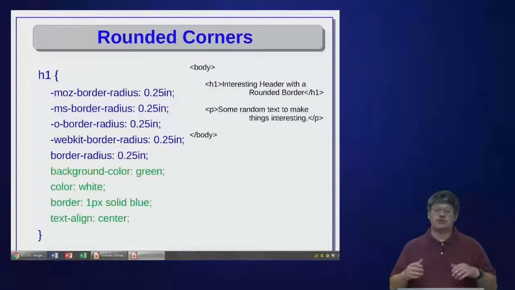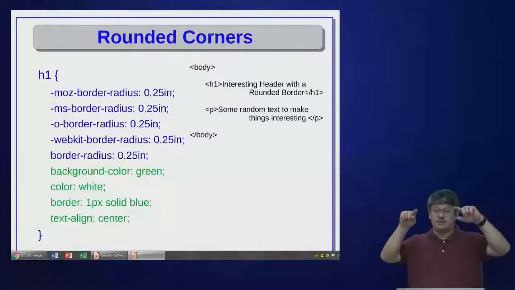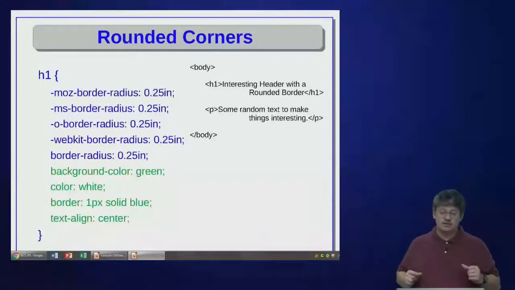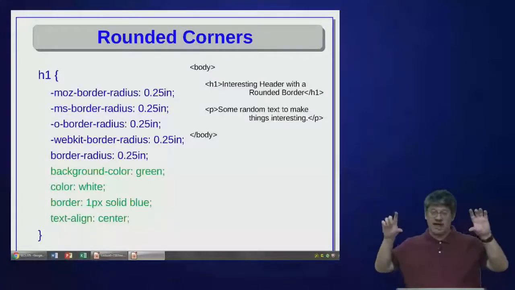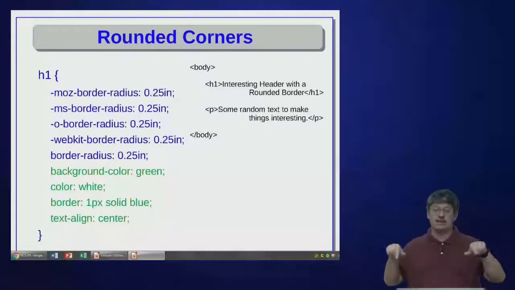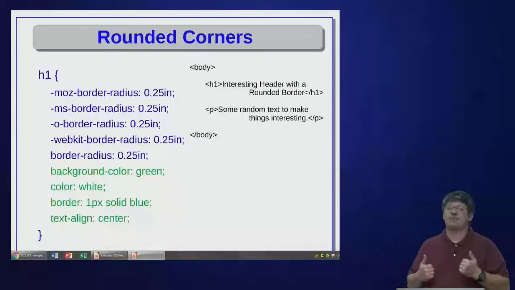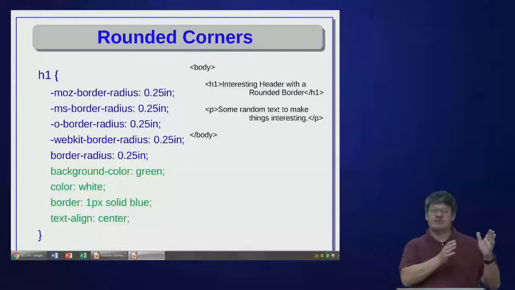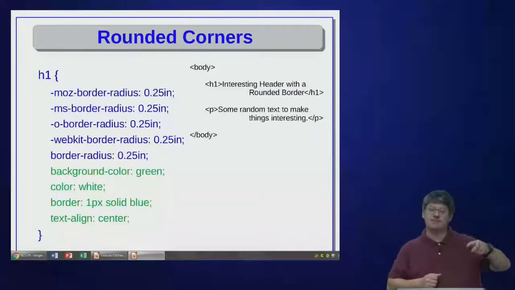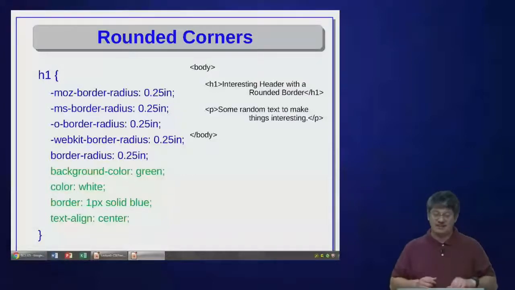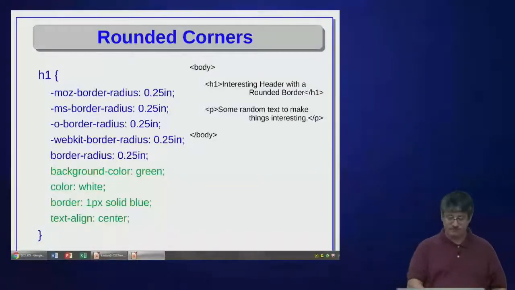Now, in order to really show you what a rounded border looks like, there needs to be something to be rounded. So I'm going to change some other properties to make the actual div, the H1 element, visible. I'm going to set the background color to green. I'm going to give it white text. I'm going to give it a 1 pixel solid blue border, and I'm going to center the text. The reason I'm doing that is that if I don't center the text, it'll be left aligned. And when I give it rounded corners, it'll actually chop off the tops of some of the letters. It'll chop off the I and maybe part of the N or the T.